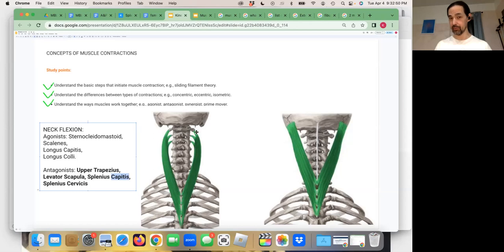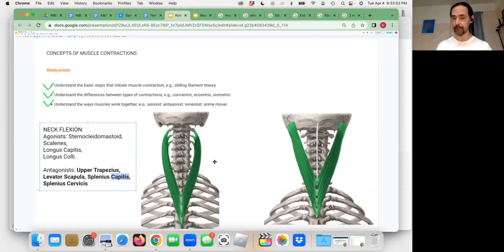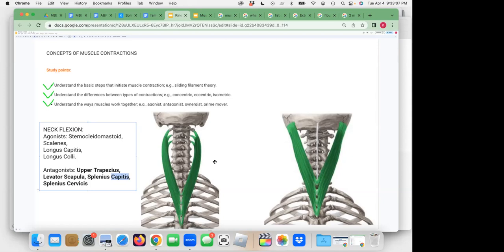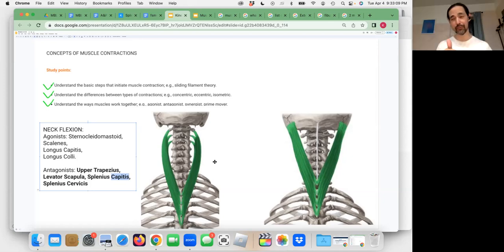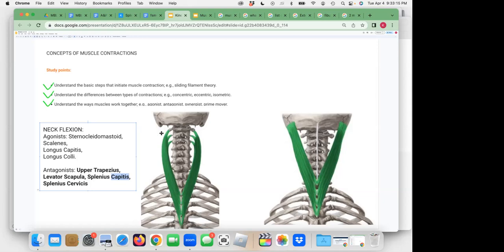You did good, Mint. You thought very hard about it, and that's fine. You learn by making mistakes and repeating. Speaking of repeating, Mint, where does the splenius cervicis attach? The cervical spine or the head? On the spine. Very good. Can I hear you say cervical spine? Cervical spine. Thank you very much.